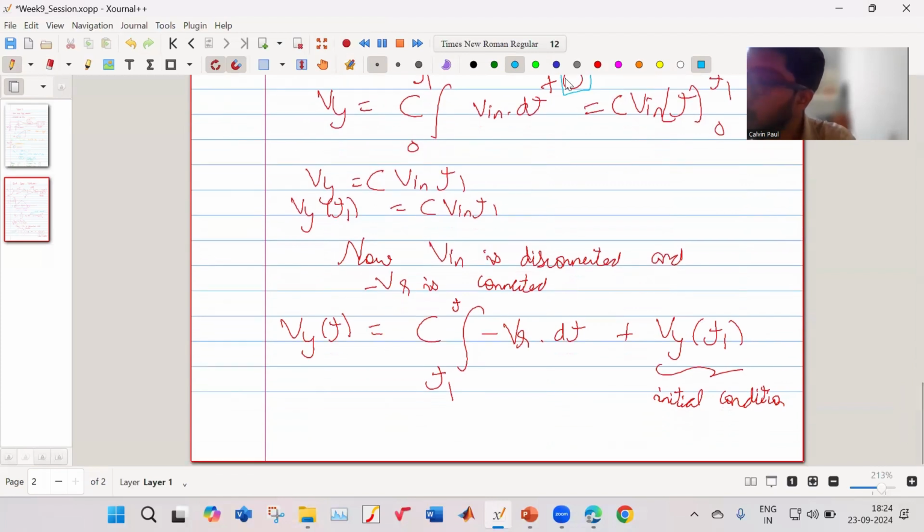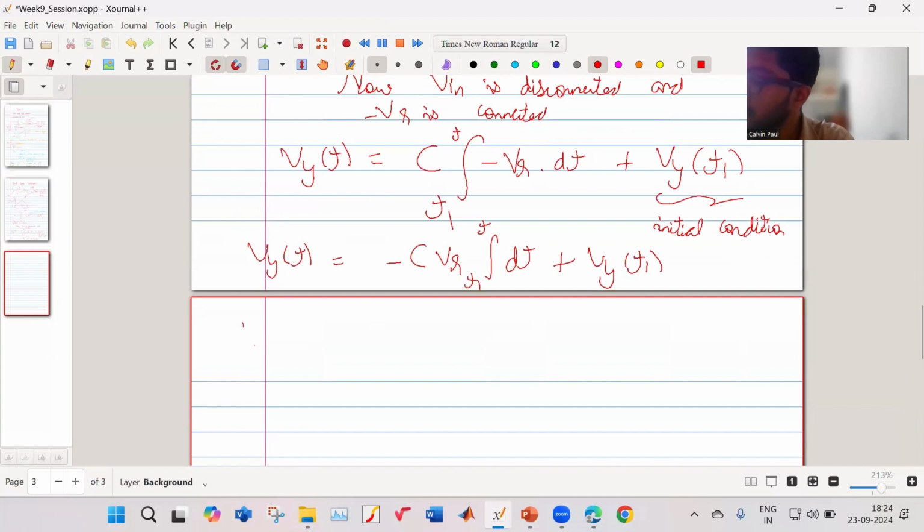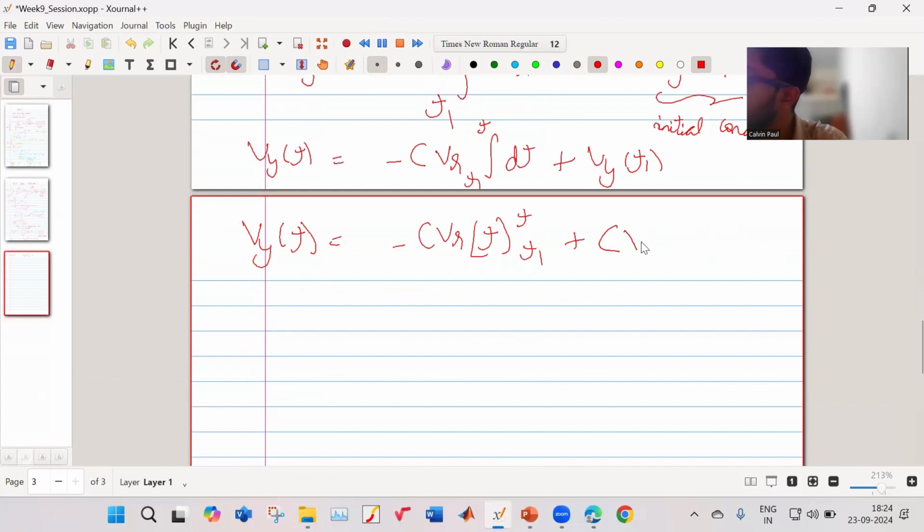So now the Vy of T is equal to minus C into Vr integration of dt from T1 to T plus Vy of T1. So your Vy of T is equal to minus C Vr T from T1 to T plus Vy of T1. What is Vy of T1? It is C into Vin into T1.